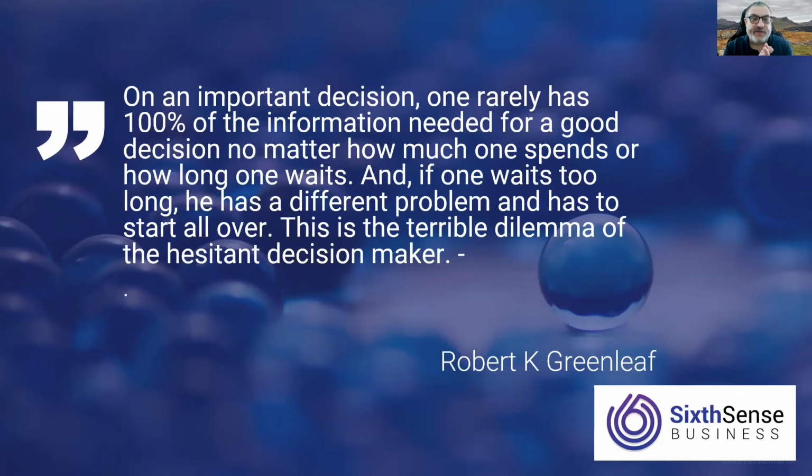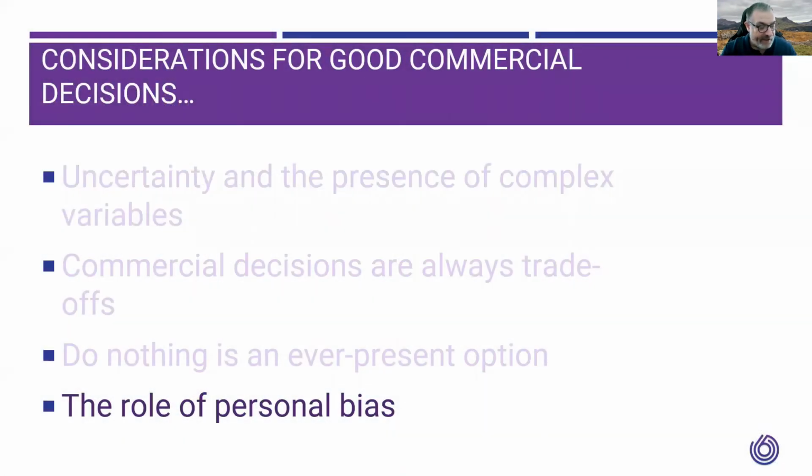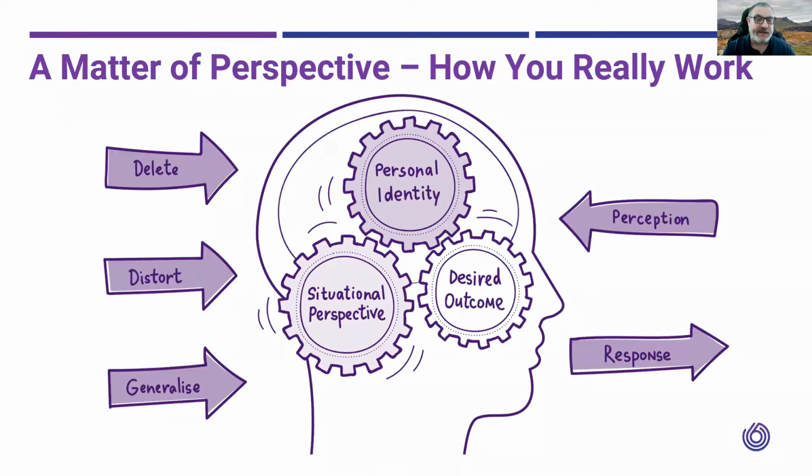And unfortunately, one of the challenges in the commercial world is that we never have 100% of the information we need to make a really good decision. There is always an element of grey in all of our decision making. And this is the dilemma, is that if you don't move because you don't have 100% of the information, you'll never move. And finally, there's the role of personal bias in decision making.